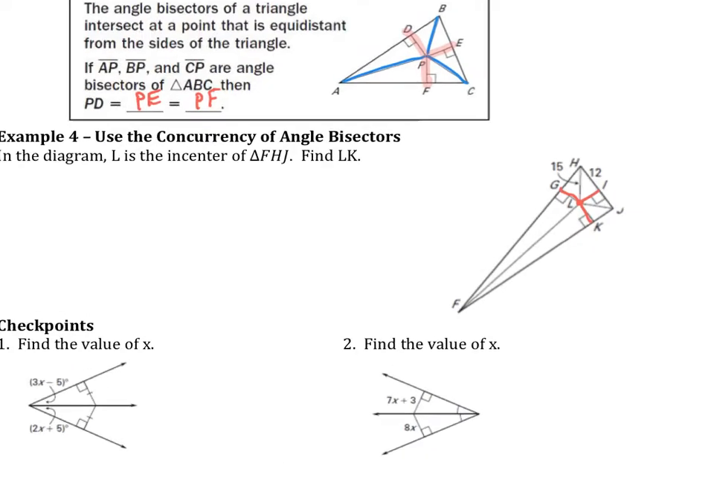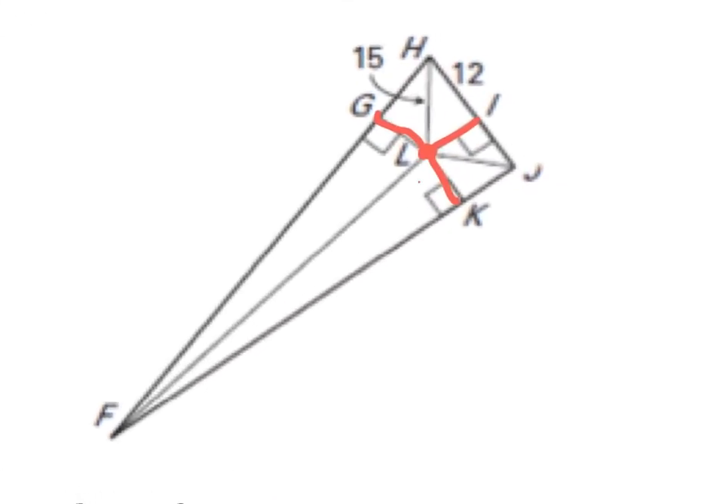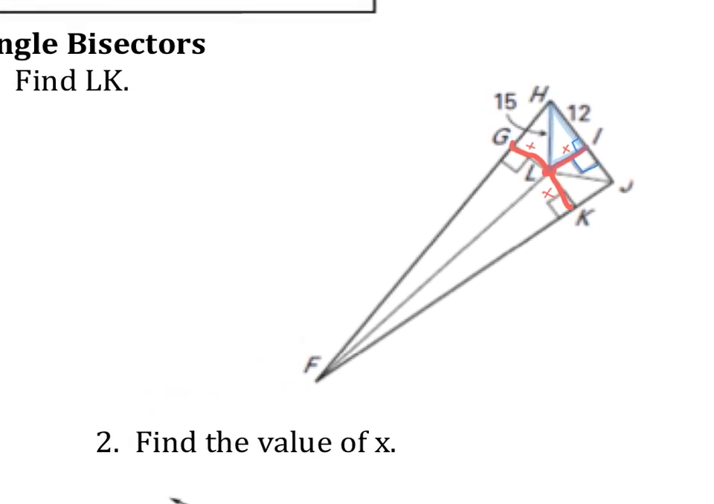So if we want to find the length of LK, we'll call this part X. If that part is X, then all of these red lines we can call X, because they're all equal to each other. So what we can do now is take this triangle right here. This is a right triangle because that's got to be 90 degrees there. So I'm going to redraw it. It's a right triangle. We have 15, we have 12, and we have x. And we're going to solve this triangle for x.